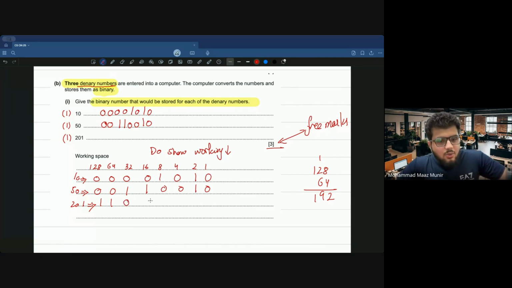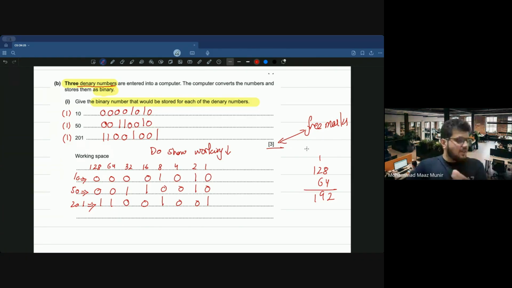So ignore 32. Why? Because we need to just add 9. Ignore 16. Now 8, yes, less than 9, right? So 1 up here. And what do I need to add to 8 so that I could get a cumulative 9? It's going to be 1. So ignore the other 2. You get the answer as 11001001. That's it. Free 3 marks. This is just part B. You have a part C of a similar kind and a part A.